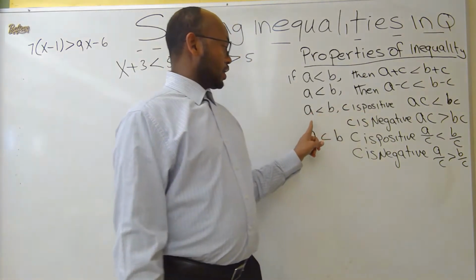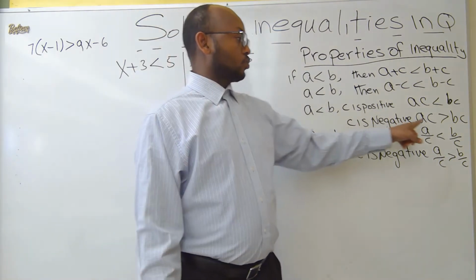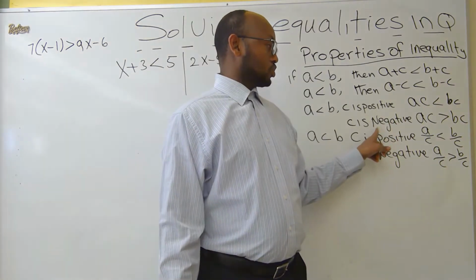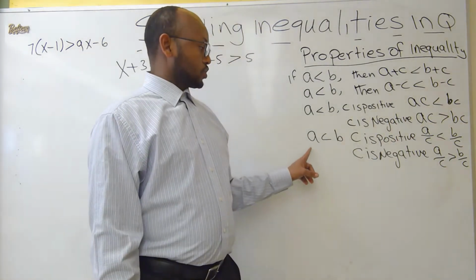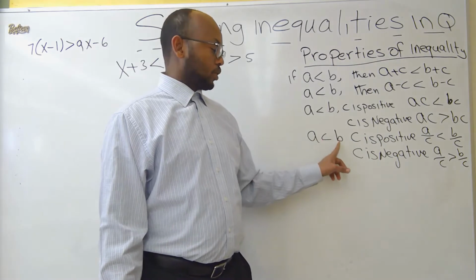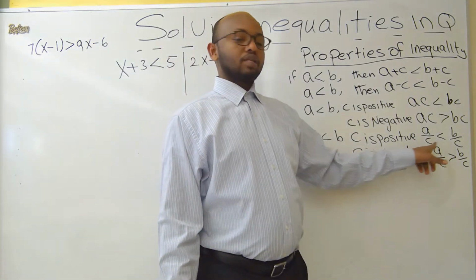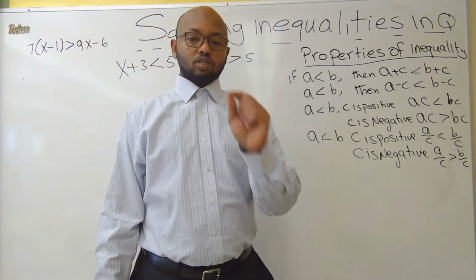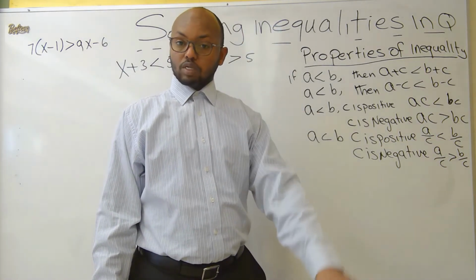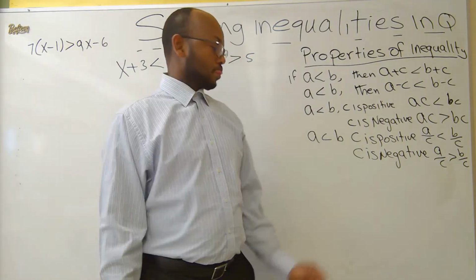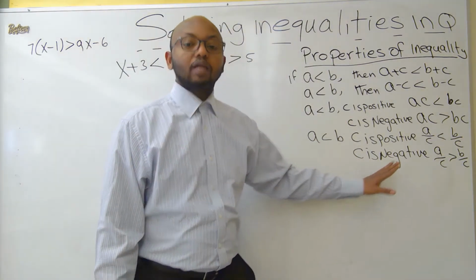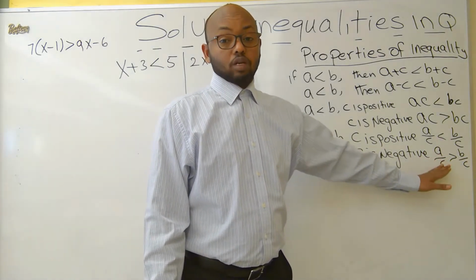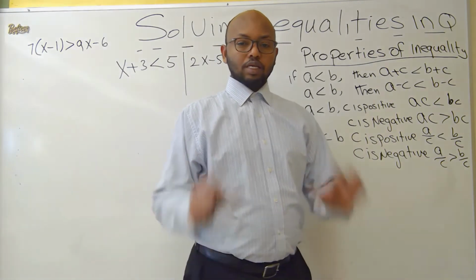So if a is less than b, then ac will be greater than bc. Why? Because c is a negative number. If a is less than b and c is positive, I can divide both sides, but the sign of less than doesn't change, it stays less. If it was greater, it still stays greater. But if c is negative and I divide both sides, the sign will change from less to greater. Is that clear? That is the general rule.